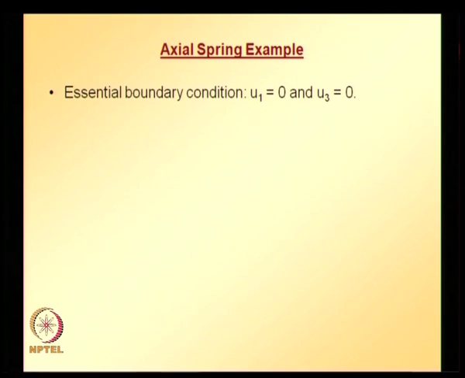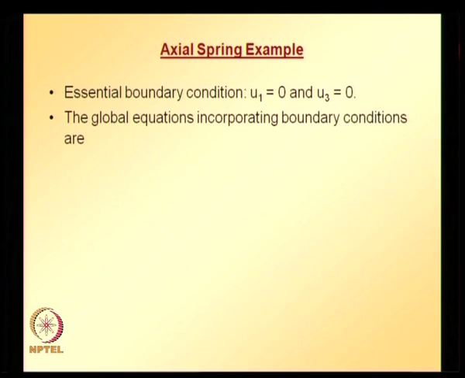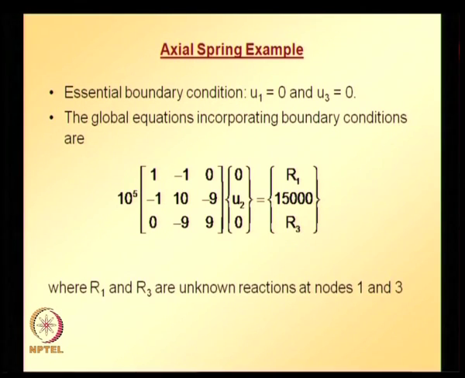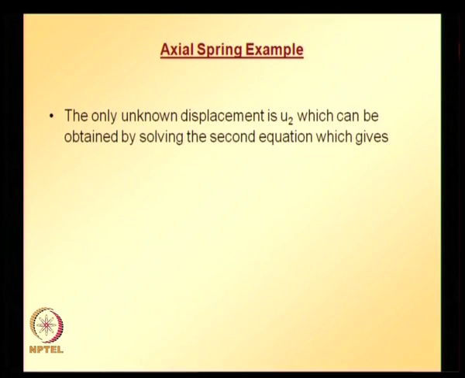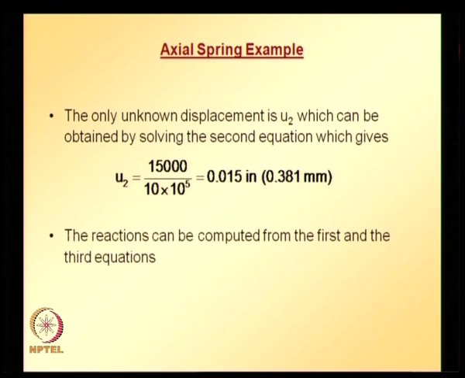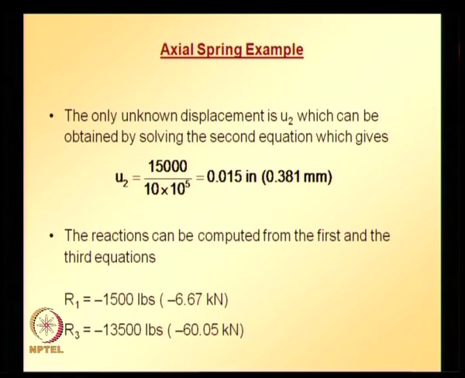So, applying the essential boundary conditions u 1 is equal to 0, u 3 is equal to 0, the global equations incorporating these boundary conditions become this, and in the reduced equation system you will have only one unknown u 2, which can be obtained by solving the second equation, which gives u 2 is equal to this. And now, you know u 2, you can calculate the reactions R 1 and R 3. Please note that if you sum up all the forces, that is the applied force 15,000 pounds, plus R 1 plus R 3 should be equal to 0 for force equilibrium.